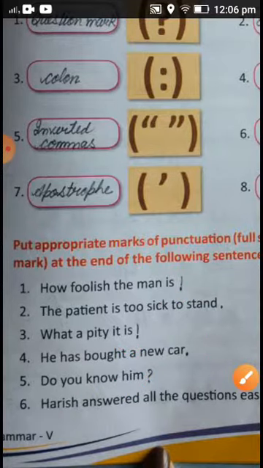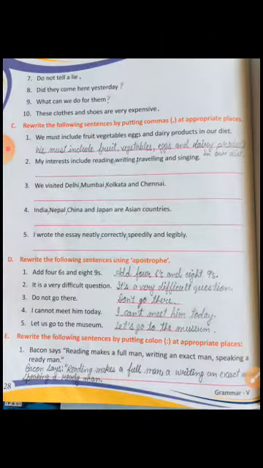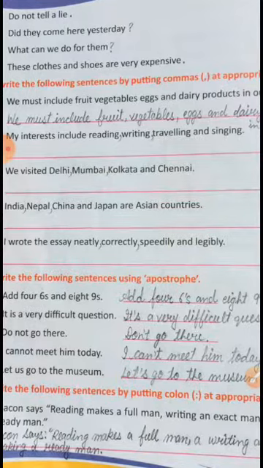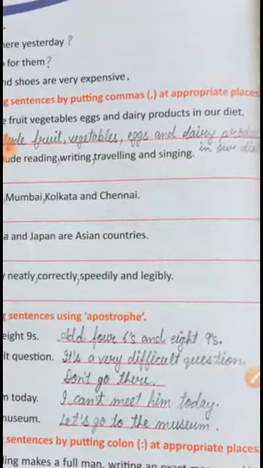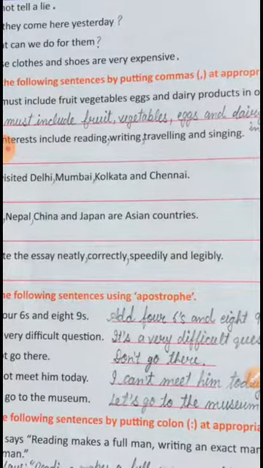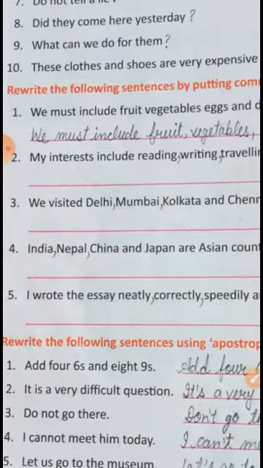Okay, turn the page. Next one, do not tell a lie, full stop. Then, did they come here yesterday, question mark. What can we do for them, question mark. Then, these clothes and shoes are very expensive, full stop. Now come to exercise C. In this exercise students, you have to rewrite the sentences by putting commas at appropriate places. In the questions, the first one I have done for you, and the second, third, fourth and fifth you all have to do by yourself.